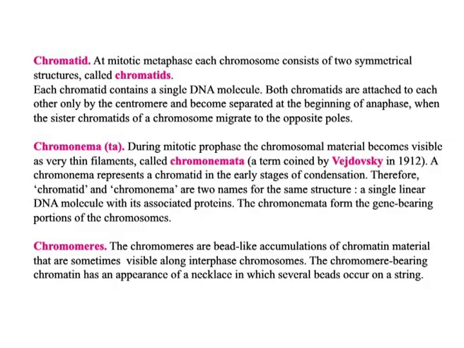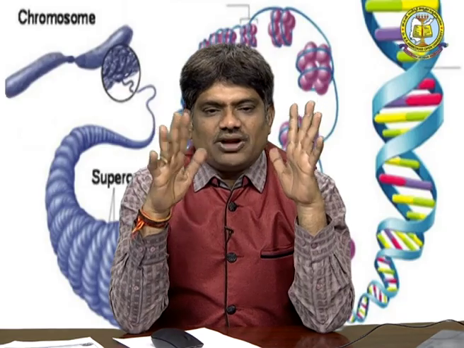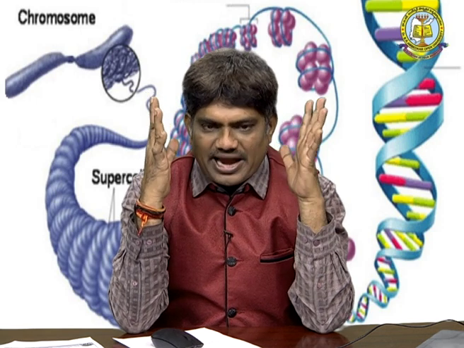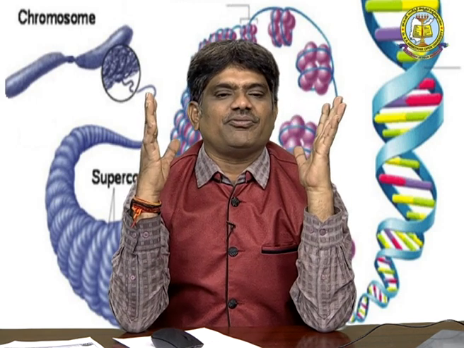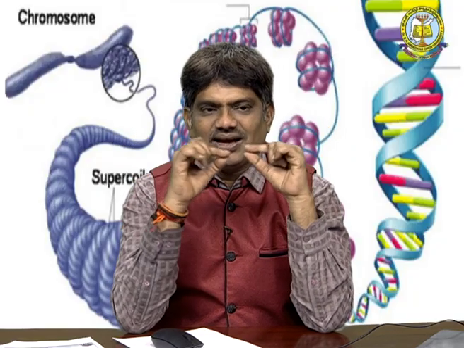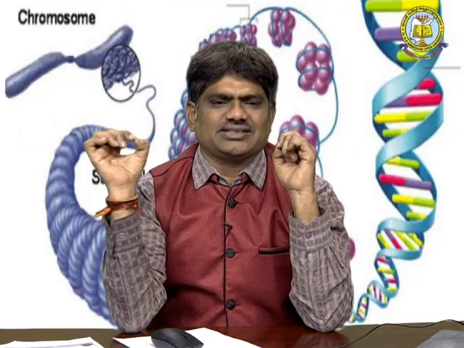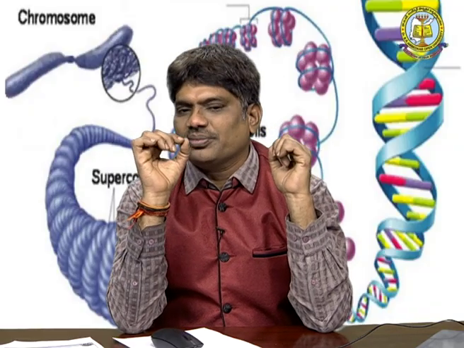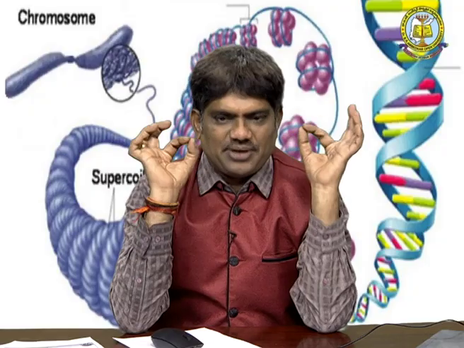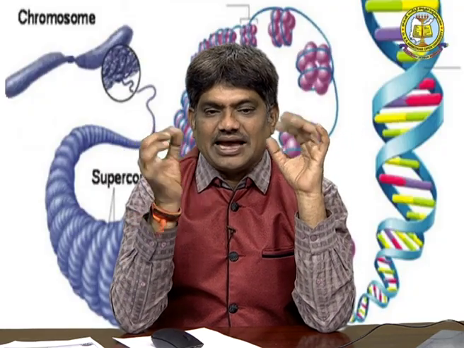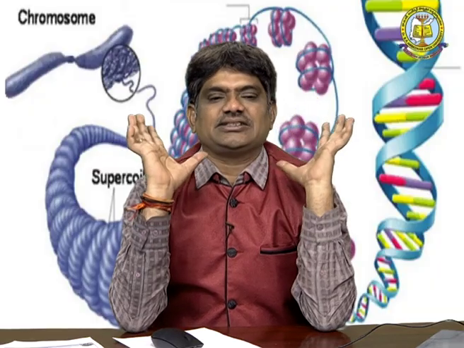And what is chromonemata? Especially at prophase, the chromosomal material becomes visible as very thin filaments, like minute thread-like structures, that we call chromonemata. The term was coined by Wilson. That represents the chromatids in the early stage of condensation.